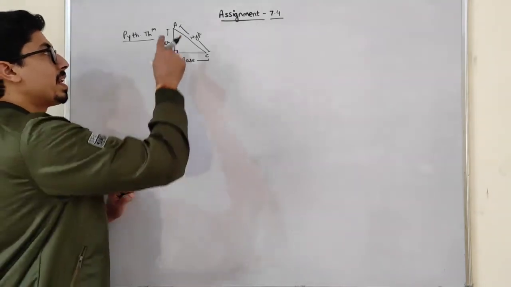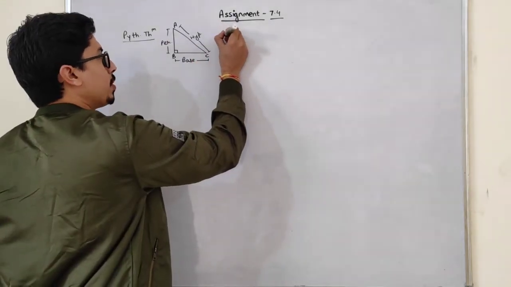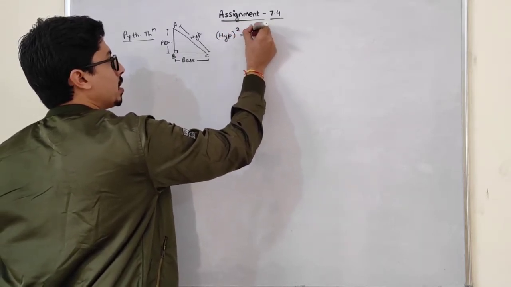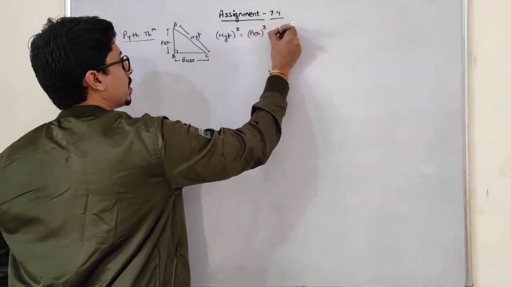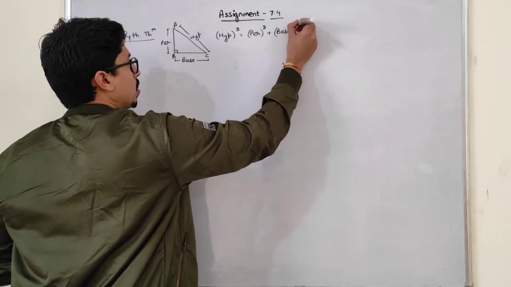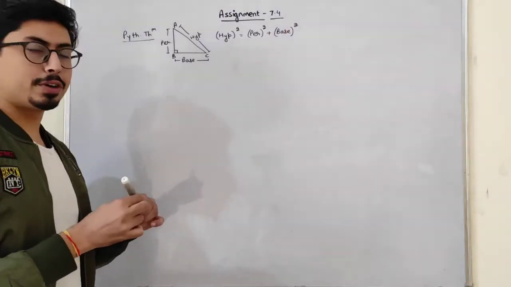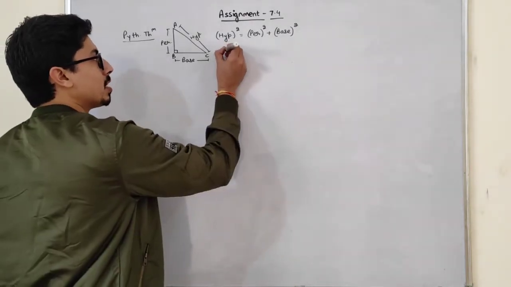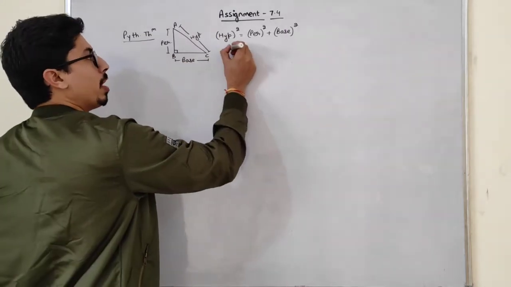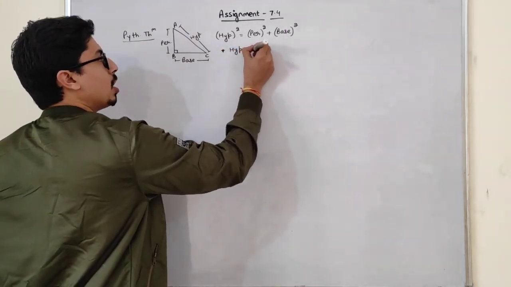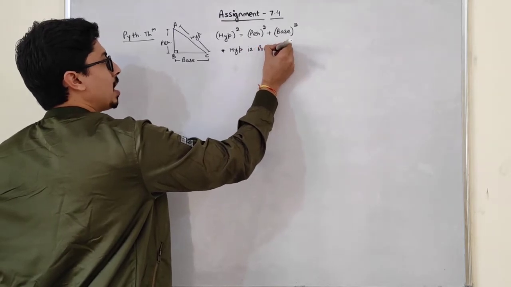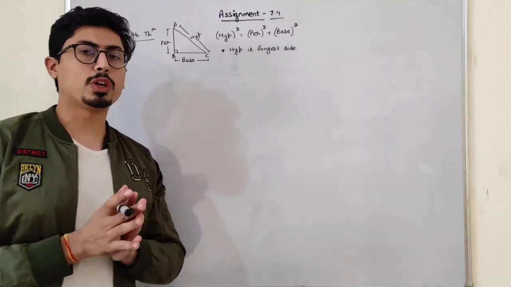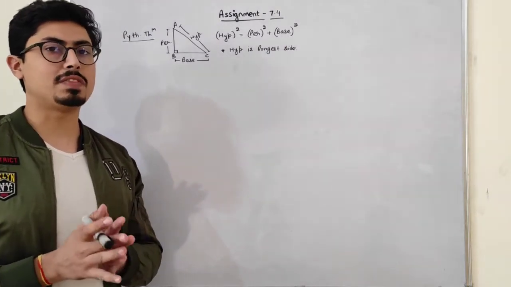So what does the Pythagoras theorem state? It states that in a right angle triangle, hypotenuse square is equal to perpendicular square plus base square. Also, one thing, students, besides this theorem, remember that the hypotenuse is the longest side of the triangle. So this is the theorem that we're going to use in our next assignment, that is assignment 7.4.